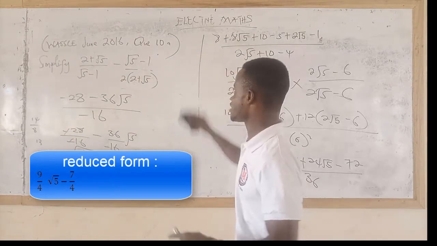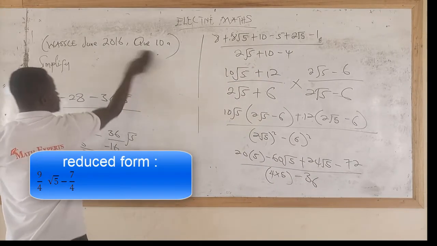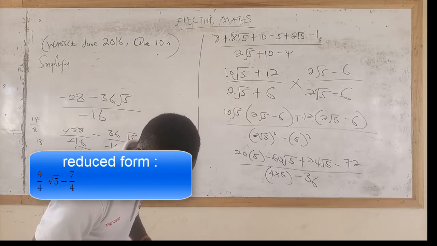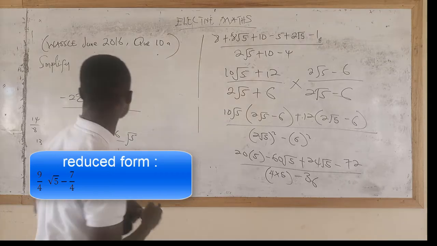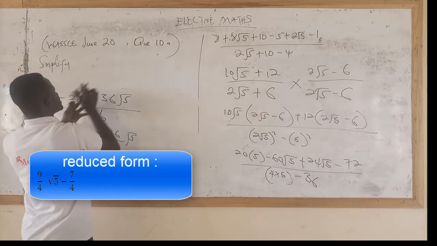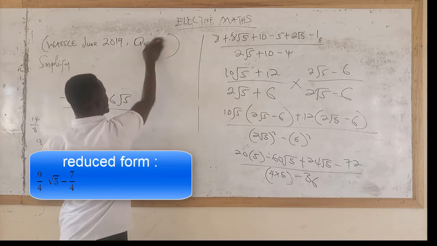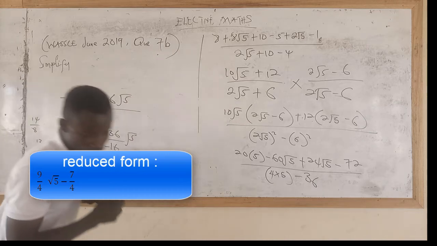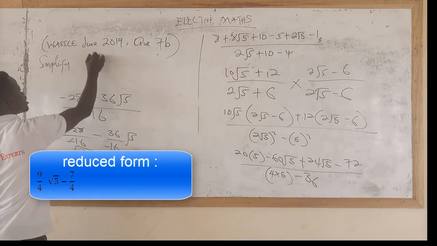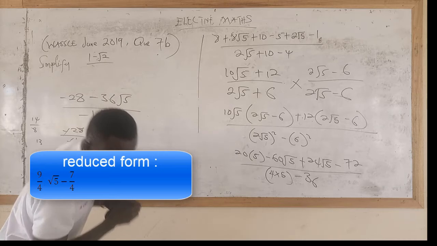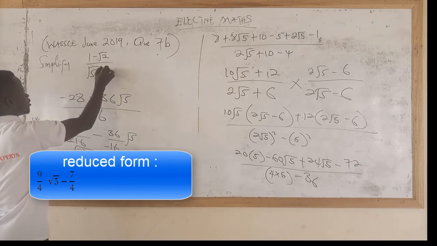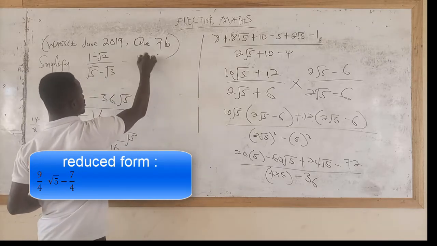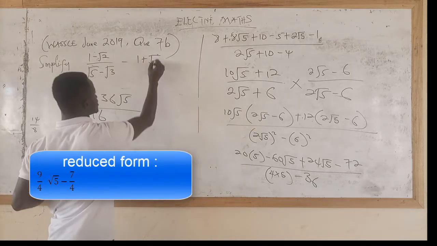Okay, simplify this. This is also similar to this. Simplify this. WASSCE June 2019, question 7B. You have to simplify. You see, it's the same thing. If you are able to go through the procedure well, you will get it.